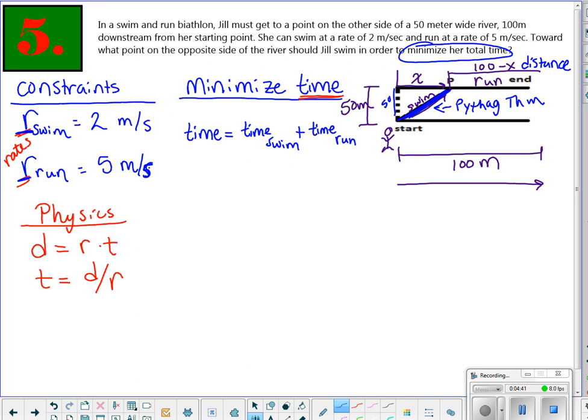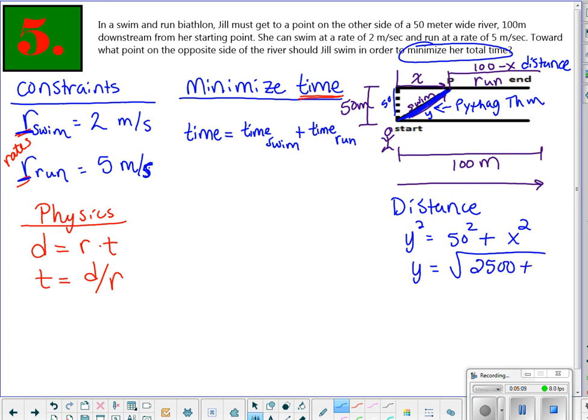Let's calculate out that distance. I think I'll do it right here. So the swimming distance, let's call it y. y squared equals leg squared plus x squared, the other leg. And then y would be the positive root of 2,500 plus x squared. Okay, so that's the distance swimming.